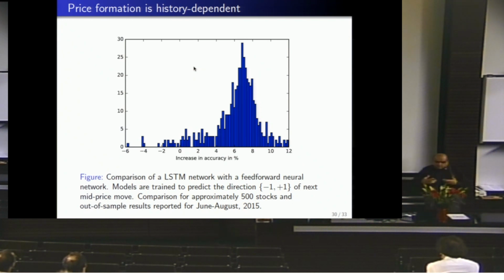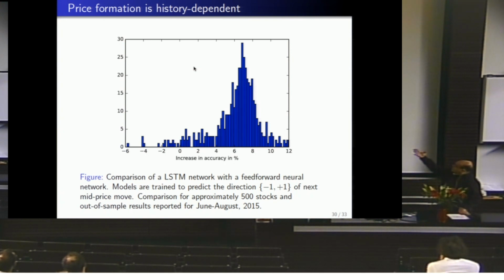So you can do a non-parametric test here. You train 2 neural networks, one which takes as input only the current state of the order book, and one which takes as input the history of the order book, 100 steps back, 500 steps back, 2,000 steps back, and so on. And you look if you improve, if you take the history. For a Markov process, you should not improve. Well, here you do improve.